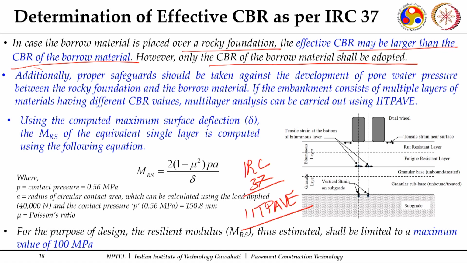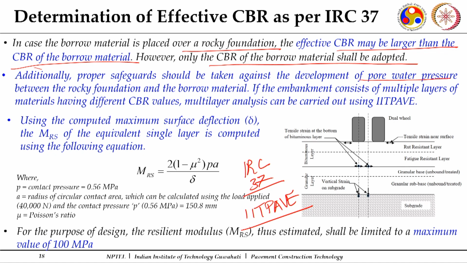When rocky strata is there, normally the problem of pore water pressure comes up. The water that exists between the subgrade and the rocky strata creates a pore water pressure, which, as we discussed, will lead to the loss of shear strength of the soil. So, this needs to be adequately checked, especially that some drainage option is there so that the pore water pressure is released.